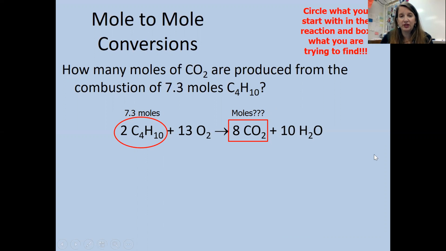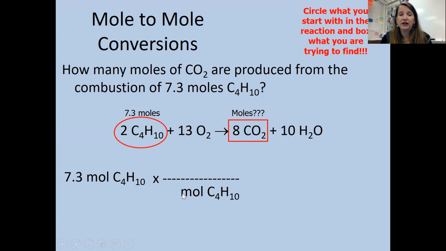When we're doing our dimensional analysis, the same way we did with the mole conversions, we're going to start by writing our given. So we start with our 7.3 moles of C4H10. Now, the next thing we're going to do is set up our conversion factor. Whatever unit we're starting with over here, that unit has to go down here at the bottom. It's really important to write your unit and your symbol, because it's very easy to get confused during stoichiometry. So write your unit and your symbol.